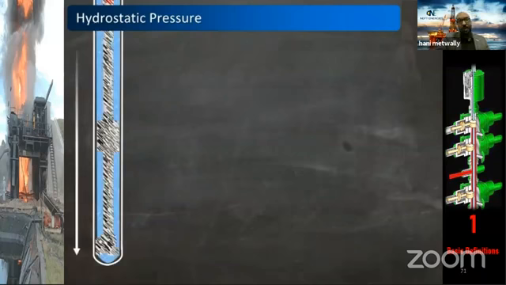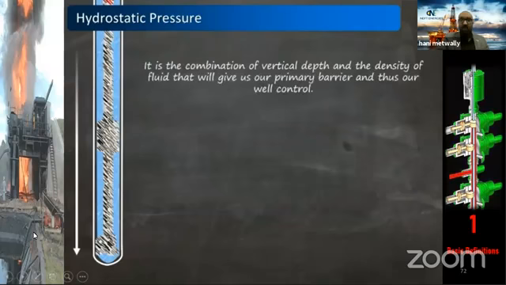Okay, now we have another factor. The depth, the height of the fluid, also will affect our pressure. As the depth increases, the pressure on the bottom also will increase. So take care, because once we start talking about why we have well control accidents, we will talk about the level of the fluid.